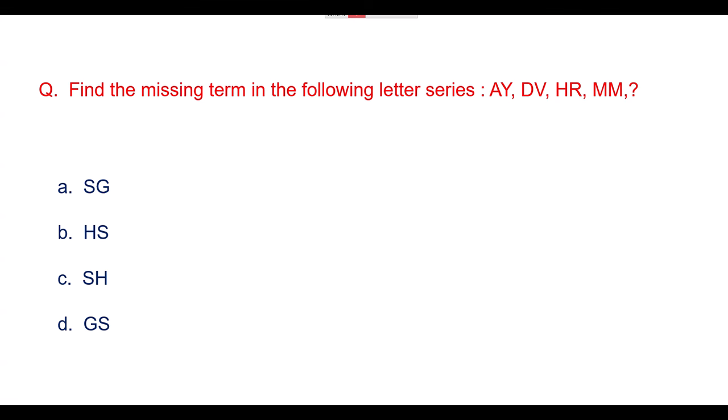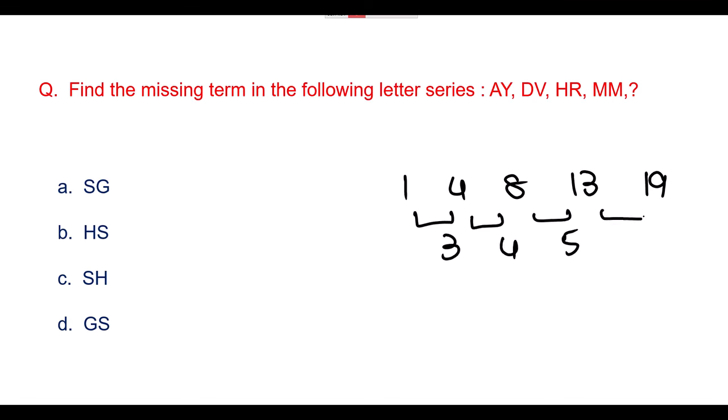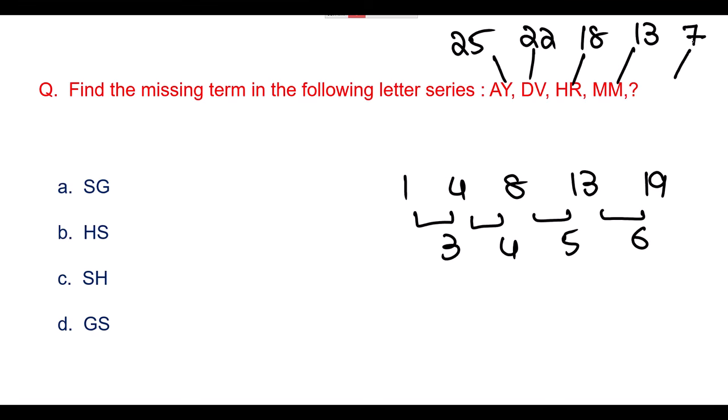So what is your answer for this one? See first letter separately: 1, 4, 8, 13. Next will be 19: 3, 4, 5, then 6. 19 means yes. First letter is there are many. Next, if you see the last letter, 25, 22, 18, 13: minus 3, minus 4, minus 5, minus 6, 7. It should be SG. SG.